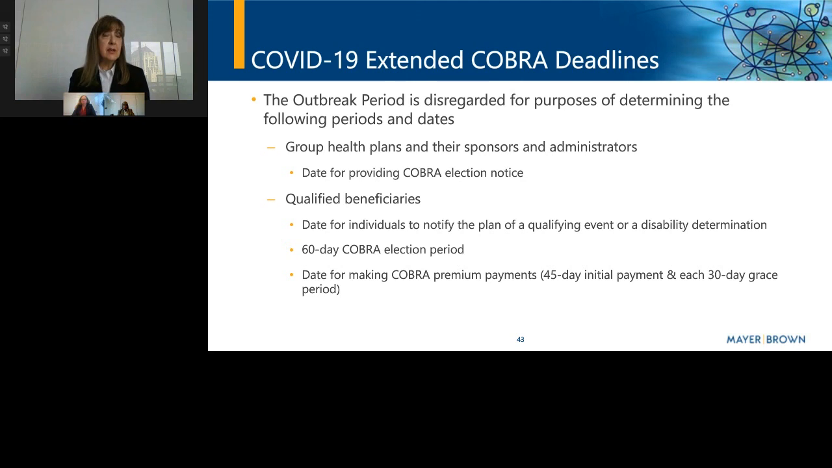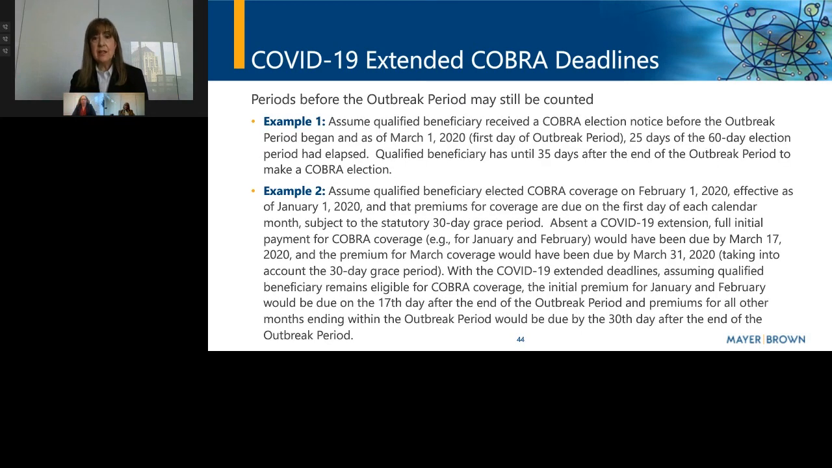Well, it affects employers and plan administrators insofar as the deadline for actually getting the COBRA notices out is extended through these rules. For the qualified beneficiaries, their deadline to notify the plan administrator of their qualifying events, those qualifying events that are within their responsibility to communicate, are affected by these extended deadline rules. Their election period, the 60 days, and then all of the payment timing, the 45 days, the monthly payments, and the 30-day grace periods are all held in suspense by these new extended deadlines.